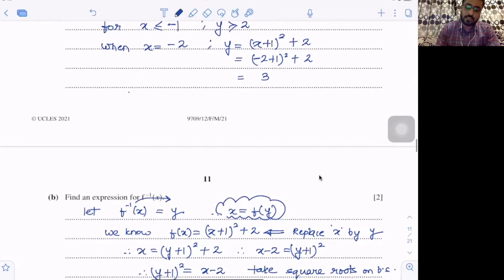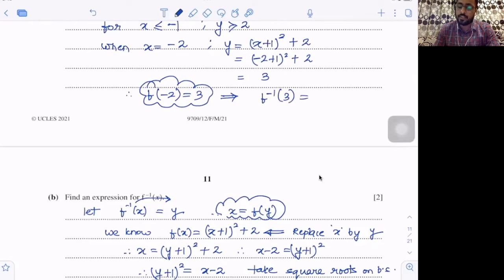So can I write like this? Therefore, f of minus 2 is 3. Right, students? f of minus 2 is 3. So that implies f inverse of 3 is going to be minus 2. Very important, students. If f of minus 2 is 3, then f goes on the other side. It becomes f inverse of 3 equal to minus 2.